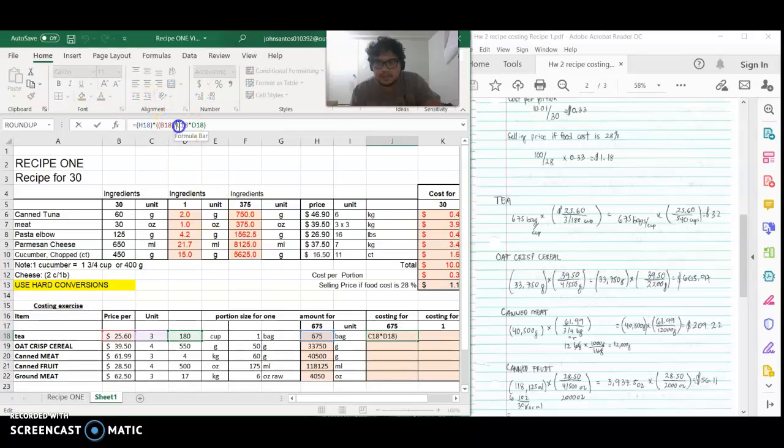So let's go to this one, close that up with a parenthesis. I'm going to show you the difference of using a lot of parentheses. That's why. Okay? So again, emphasis on the parentheses.